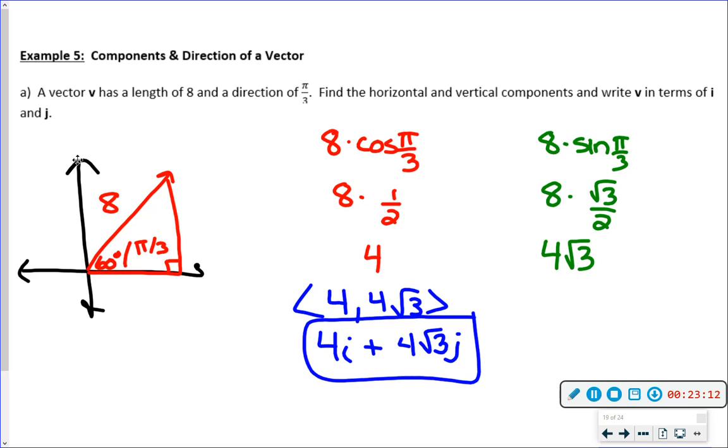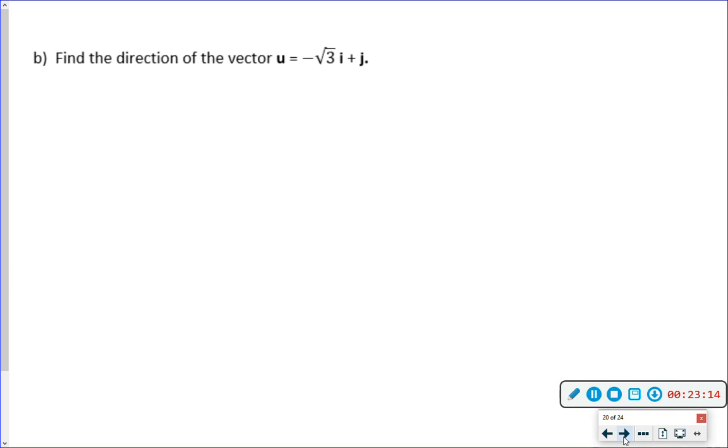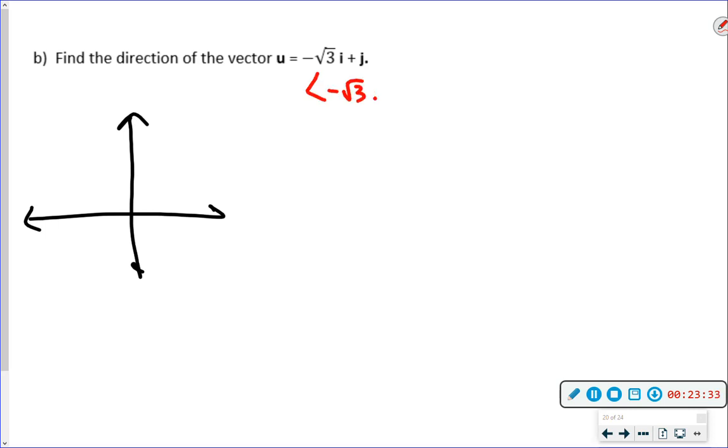All right, let's do B. Find the direction. So the angle, direction, theta of that vector. A lot of times, this is just how my mind works, I like my vectors in the component form. I just like to work with the numbers. So I'm looking at that and that is telling me negative root 3 is to the left and you're going to go 1 up. So I'm going to make myself a little triangle out of that. Negative root 3, I'm just ballparking it, 1 up.